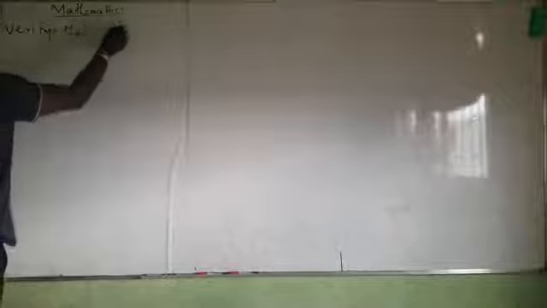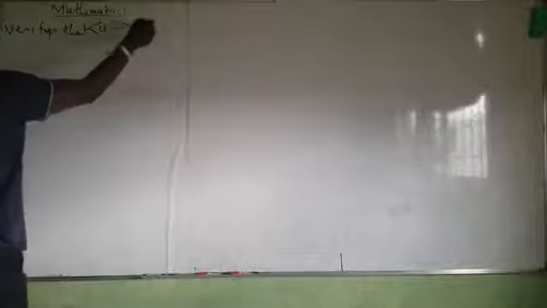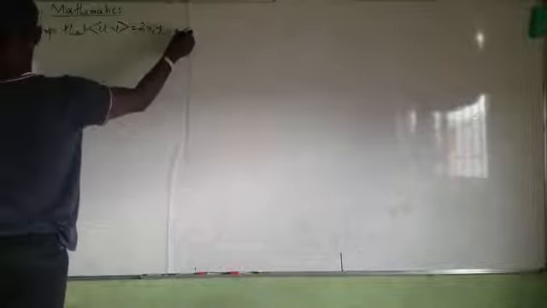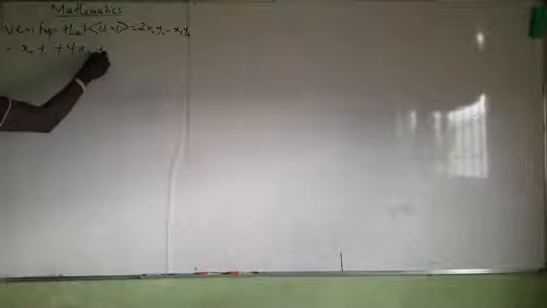Okay, I have something like this. Let me try to generate some problems here. Now, the question says: verify that <u, v> equals 2x1 y1 minus x1 y2 minus x2 y1 plus 4 x2 y2. Now, I want to verify this.